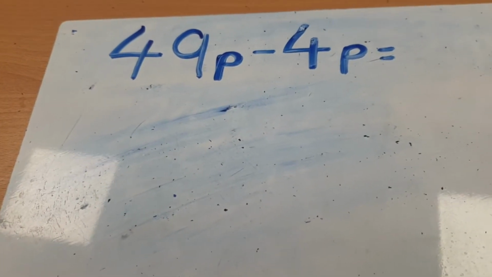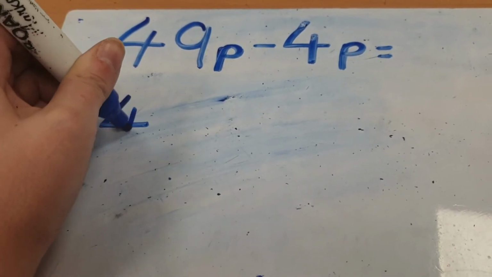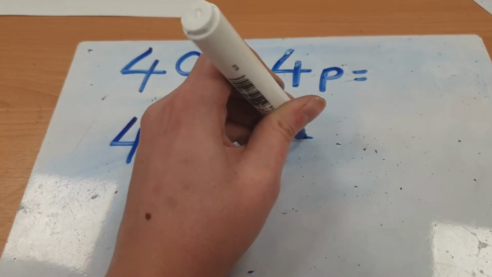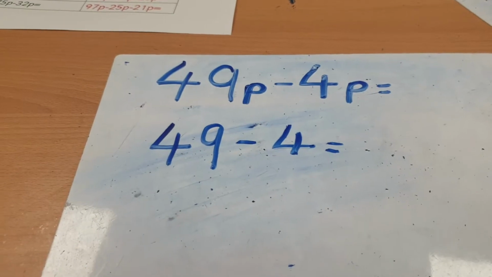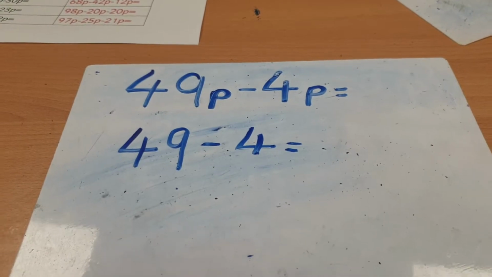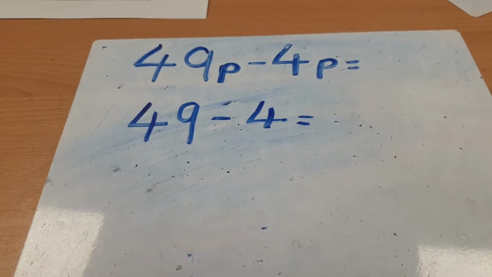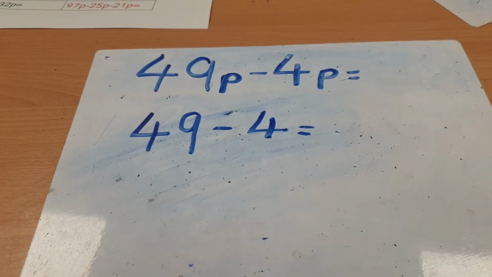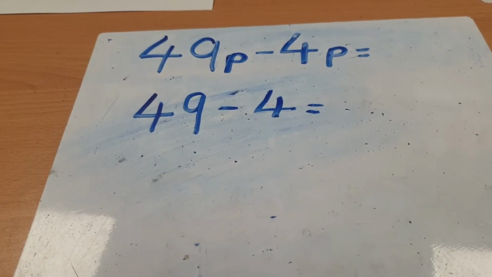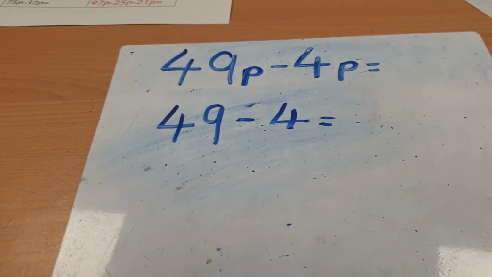I've got 49p take away 4p. And I'm going to start by writing 49 take away 4 equals. Now, we use tens and ones differently for takeaway. Can you remember, do we, for takeaway, draw tens and ones for both numbers or just one number? Well done, we only use it for one number. Can you remember what number we use it for? Great work. We always draw tens and ones when we're subtracting for the biggest number. And my biggest number is 49.